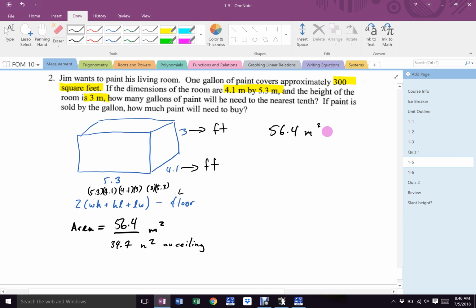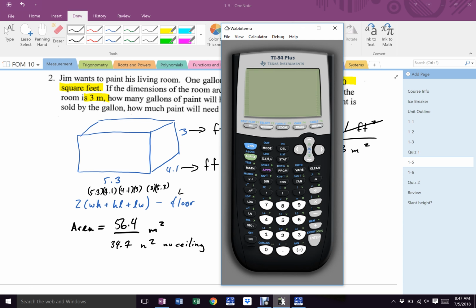Meters squared. And I got to convert that. What do I want? I want feet squared over meters squared, right? Because I want feet. 1 foot is 0.093 meters. The 1 is always crossed out, so I got 56.4 divided by 0.093. And that gets me my answer.